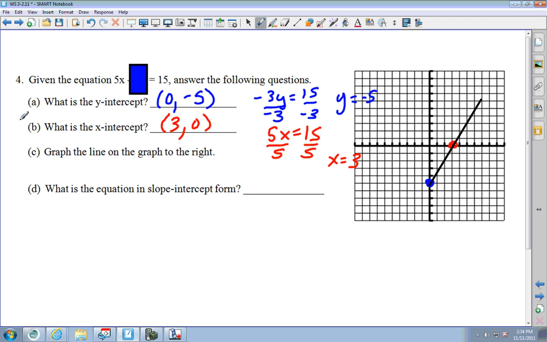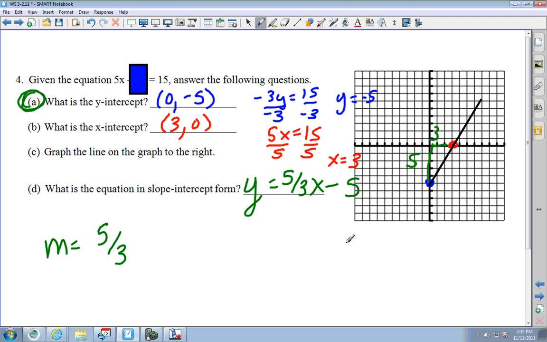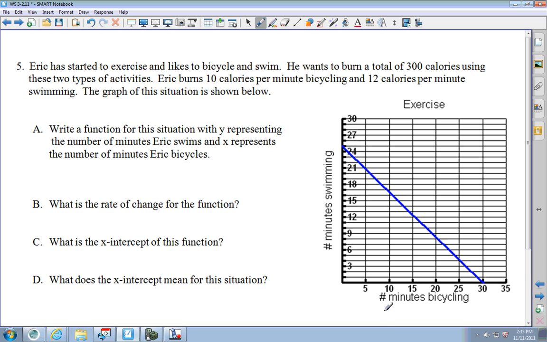Now to write my equation, I need the y-intercept and I need the slope. My slope, I go up 5 and to the right 3. 5 over 3 is my slope. My equation is y equals 5/3 x minus 5. Next one.